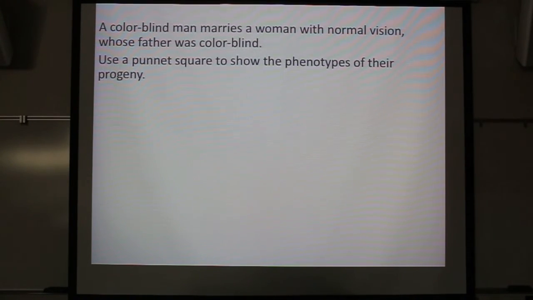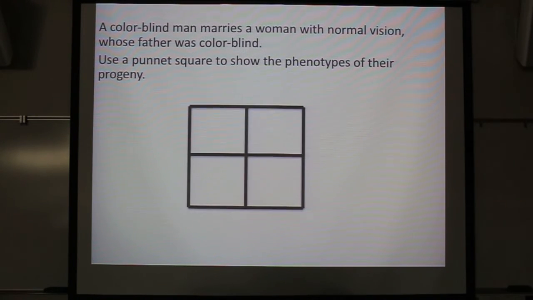Then the next thing they say is to show the progeny, or the offspring, that you would get using a Punnett square. So you draw your Punnett square, and you put all the different options that, once again, those two people could make.